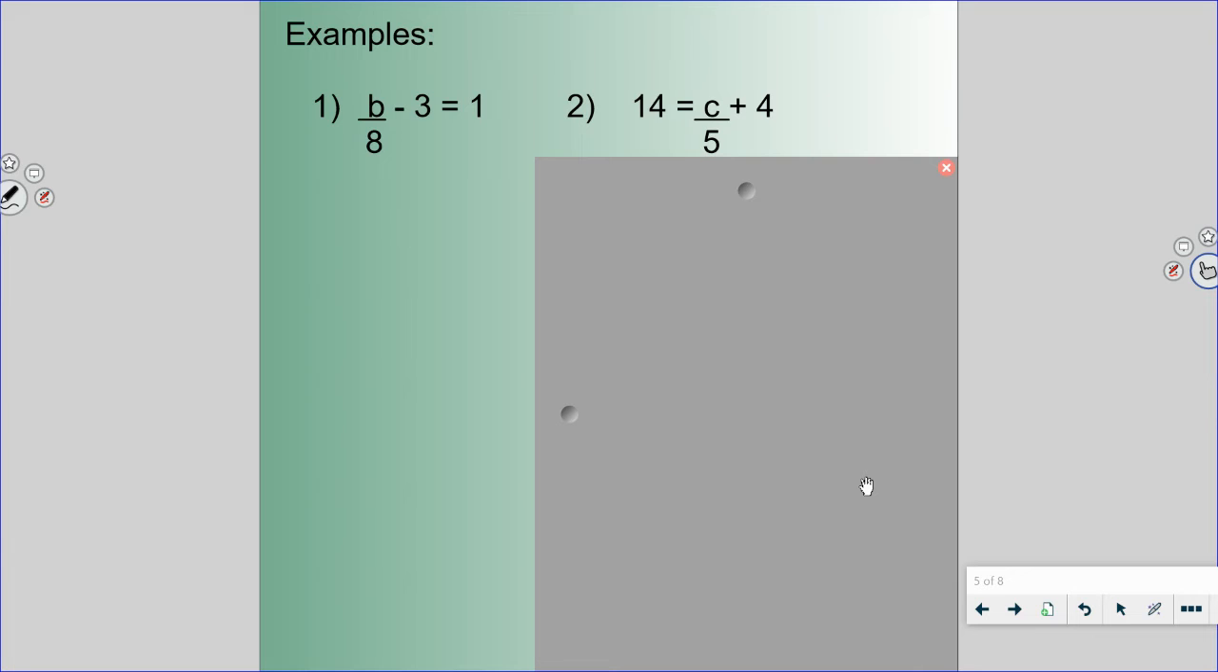Let's go ahead and do example 1. And again, when I look at this, I'm kind of picturing it in my head. Okay, I have a part of an envelope of money. I got a piece. But meanwhile, then somebody took away $3. I want to know what happened before they took away that $3. So let's go ahead and add that $3 back in.